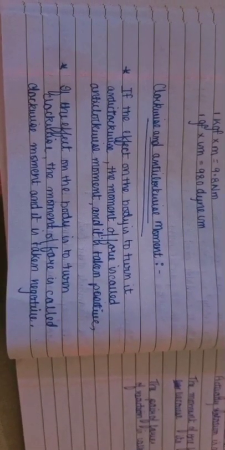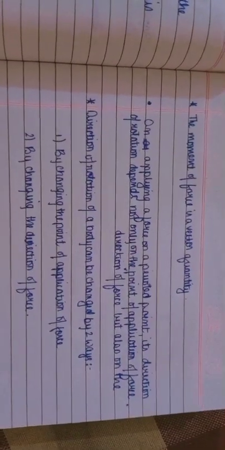Clockwise and anti-clockwise movement. If the effect on a body is to turn it anti-clockwise, the moment of force is called anti-clockwise movement and it is taken positive. All you have to know in clockwise and anti-clockwise movement is its sign. Anti-clockwise movement is positive, clockwise movement is negative. If the effect on the body is to turn clockwise, the moment of force is called clockwise movement and it is taken negative. The moment of force is a vector quantity.